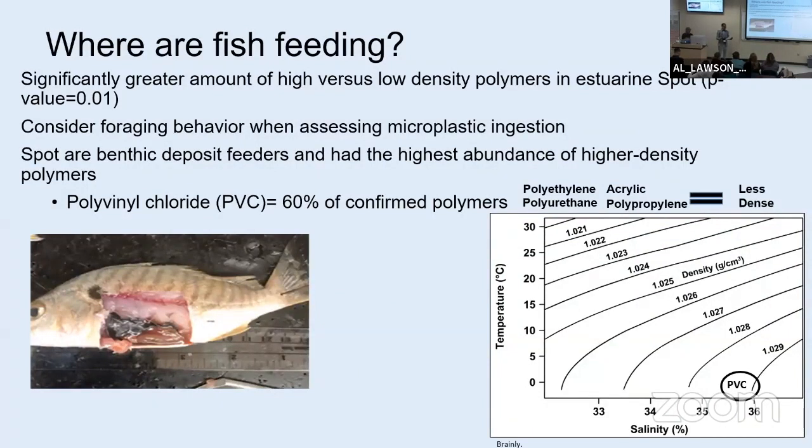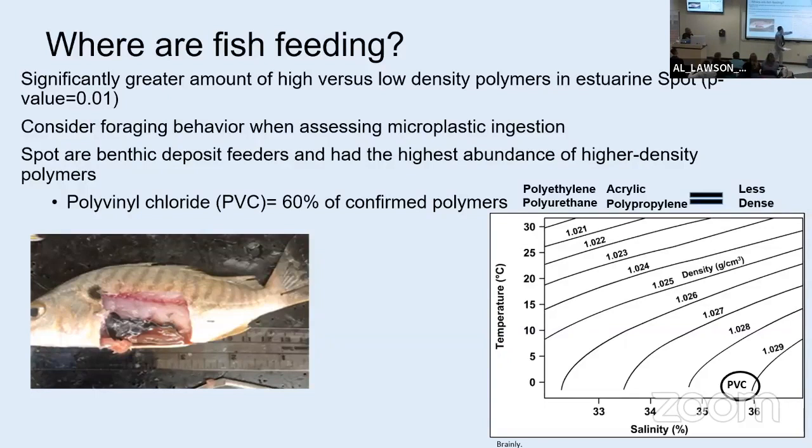One of the most striking findings of the study was that we found statistically higher amounts of the higher density polymers such as polyvinyl chloride, which represented the majority of the polymers we detected in spot. However, an interesting dynamic is that the relative density of estuarine water is constantly changing because tides are coming in, influencing the salinity and temperature structure of the physical characteristics of the estuary itself.